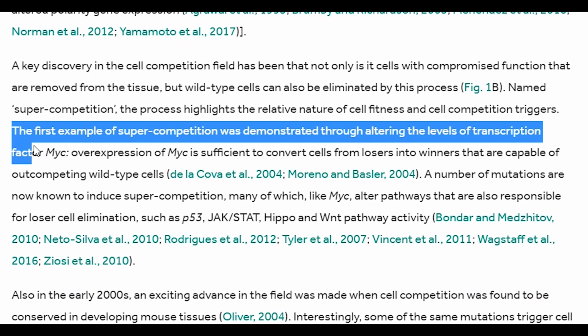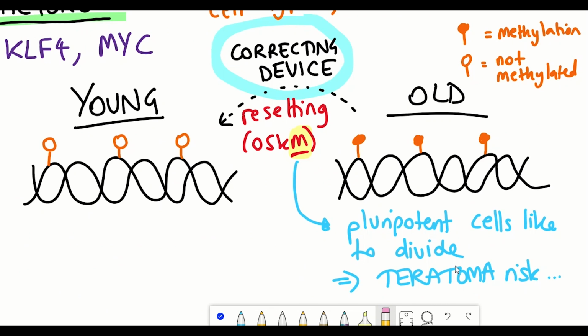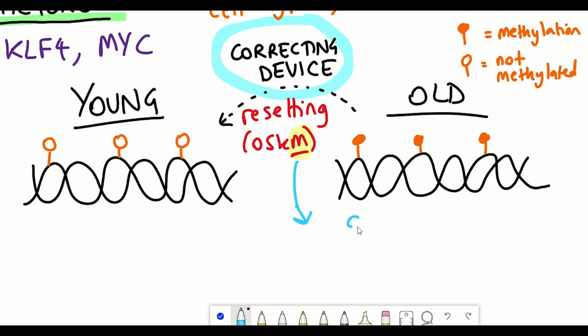Now, MYC is a protein, a transcription factor, that you may have heard about if you know about cellular reprogramming. It's the M in OSKM. And it worries people to have the M because overactivity of MYC is seen in cancer cells.